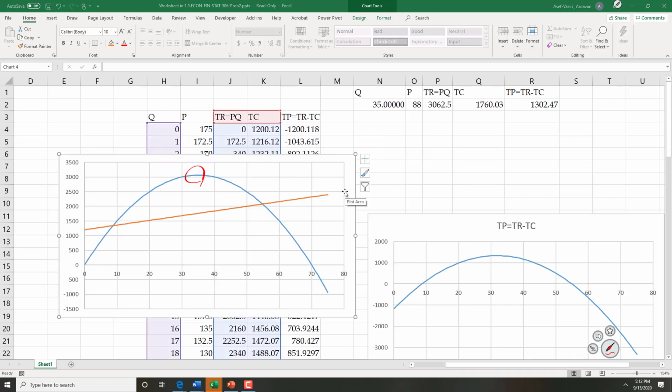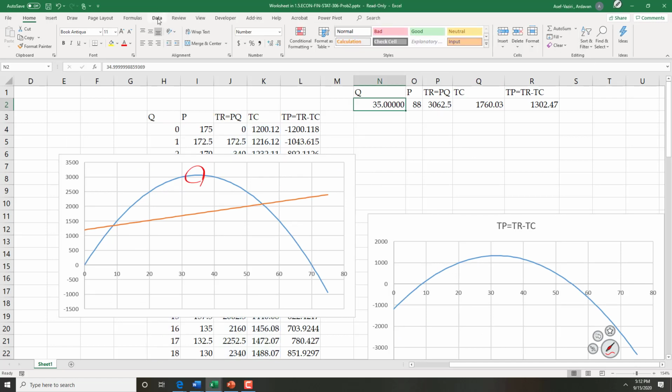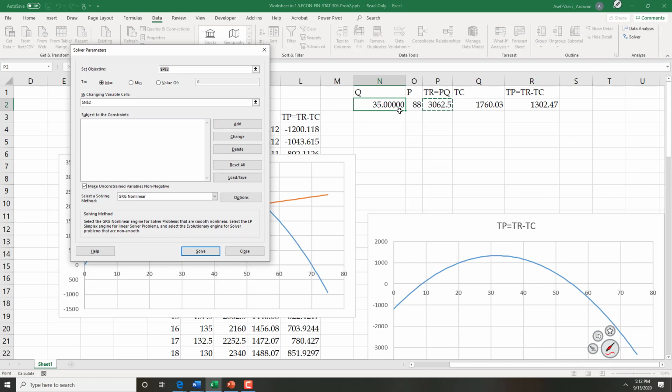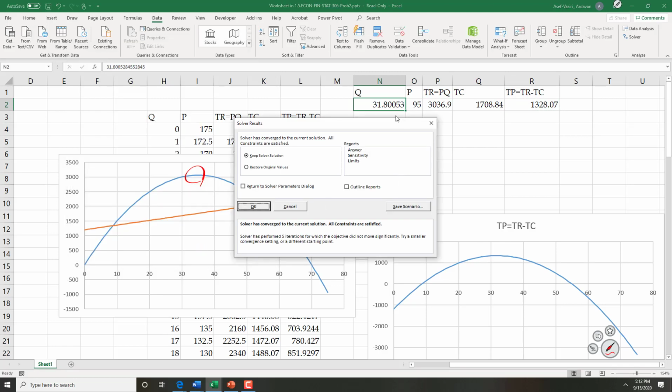This point. Now, instead of this one, I go back, data, solver, Mr. Solver, this time maximize my total profit. Again, by changing the same thing, and solve it. 32. Okay? So I found 32. Now I know that the point of profit maximization is 32.